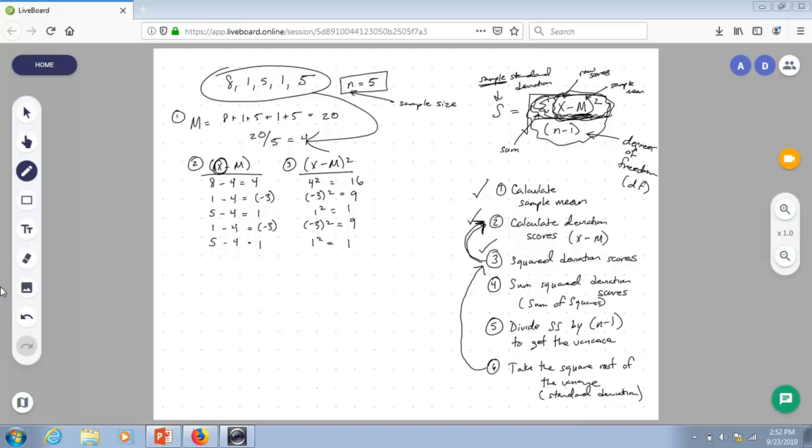Now, moving forward, we need to sum our squared deviation scores. Step 4. So we have 16 plus 9 plus 1 plus 9 plus 1. And that gives us 36.